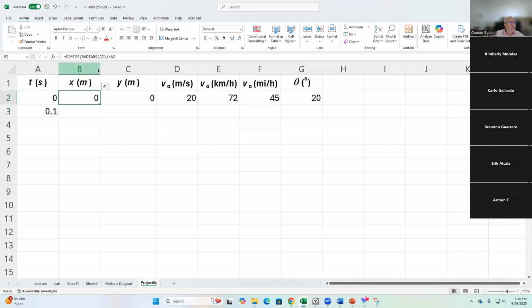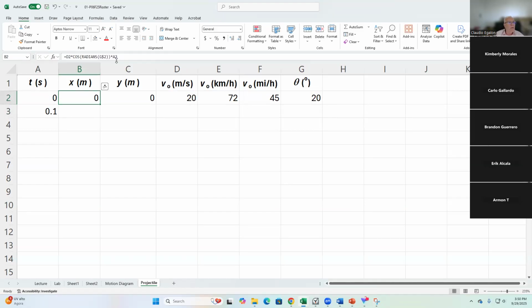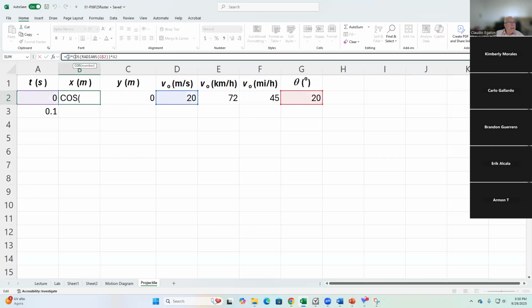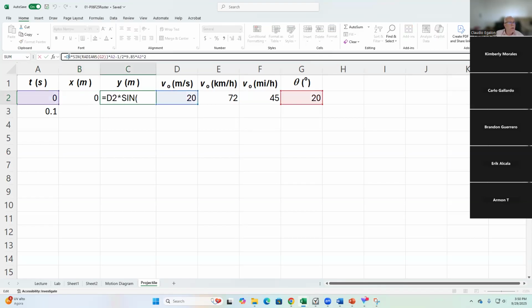And I gotta do something else too here. The theta angle must be an absolute reference, because it's a constant. Oh, the V naught also. The D2 must be an absolute reference because it doesn't change, right? Absolute reference for D2, absolute reference for G2.